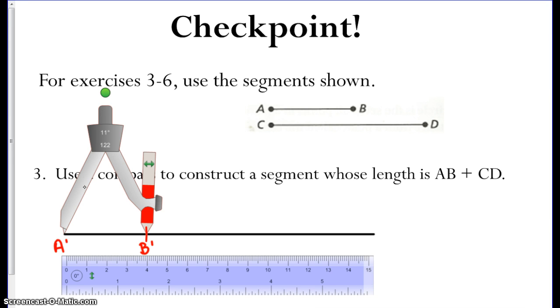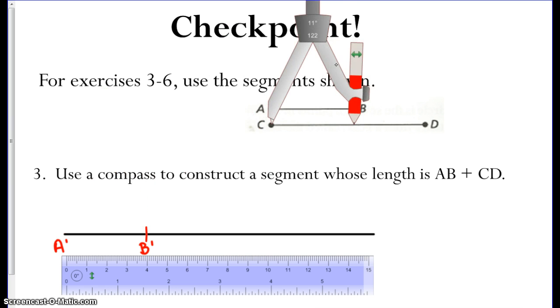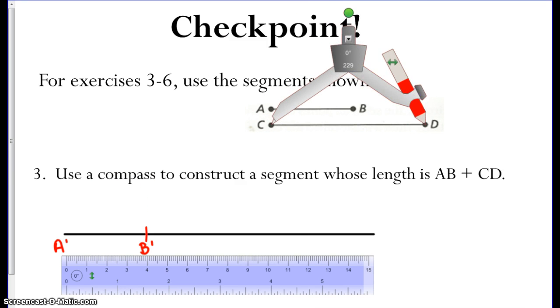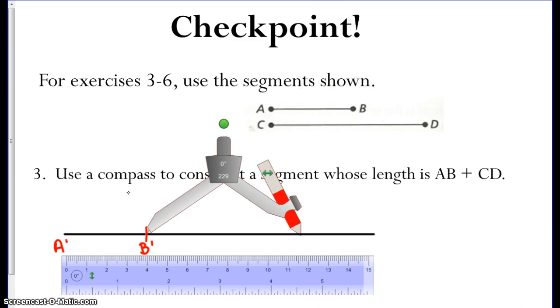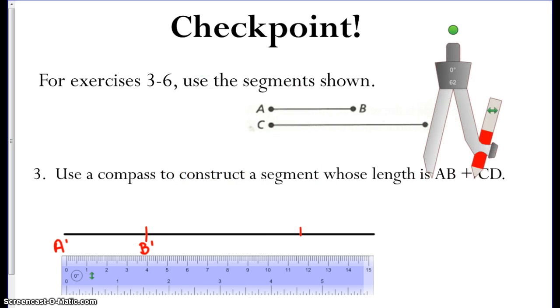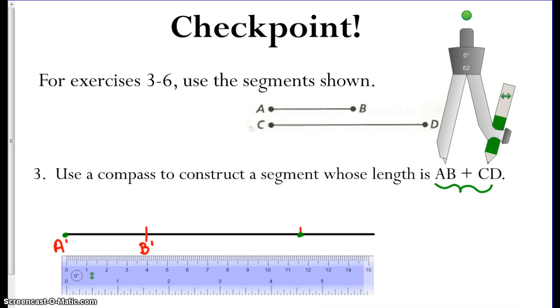Okay, now I want to make it AB plus CD. So if I measure CD and put it directly at the end, so I went from A to B, and now B all the way out here, the length of CD. Okay, so then let's put our compass away. And right here, from this point to this point is a segment whose length is AB plus CD. So I'm going to erase what's left over. Alright, so this right here is my new segment.